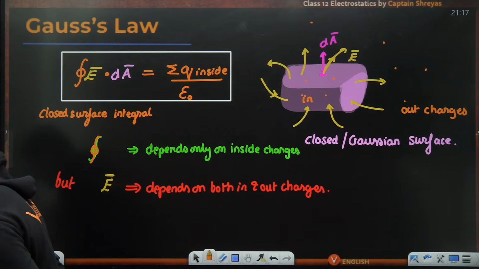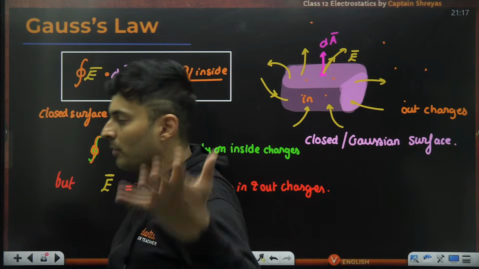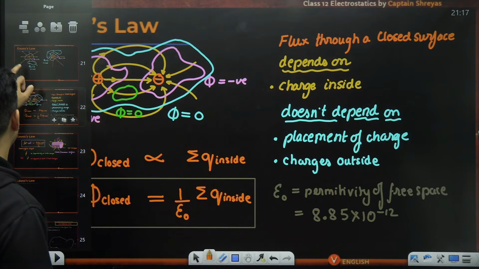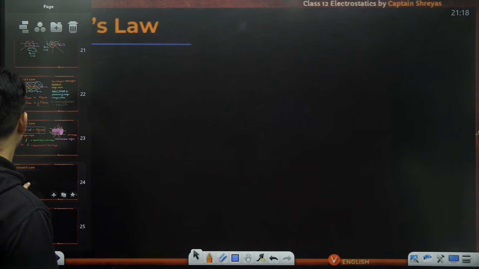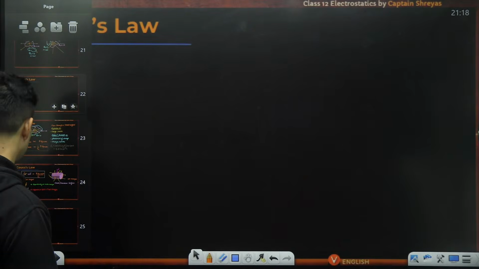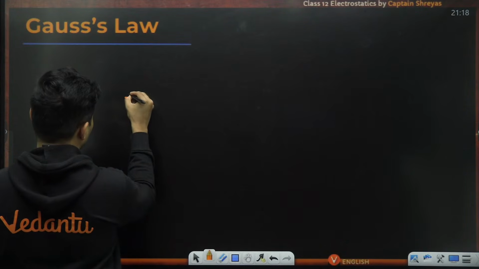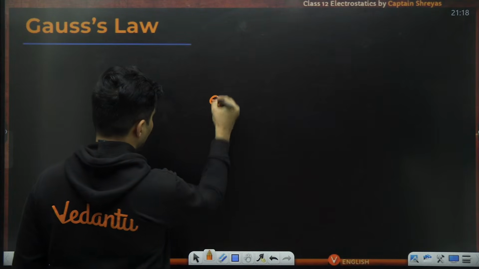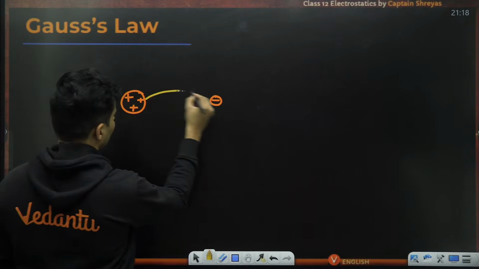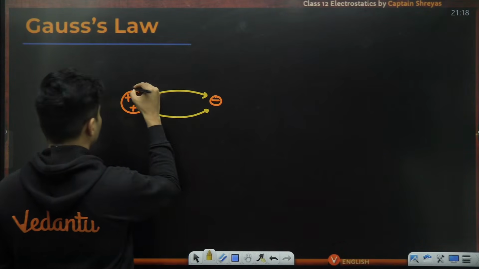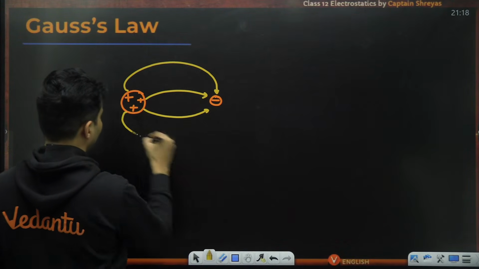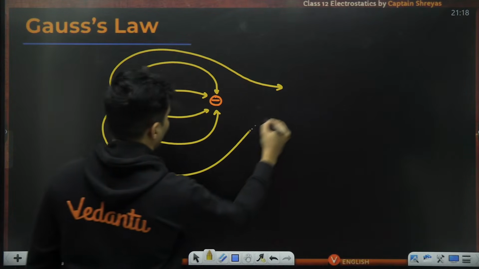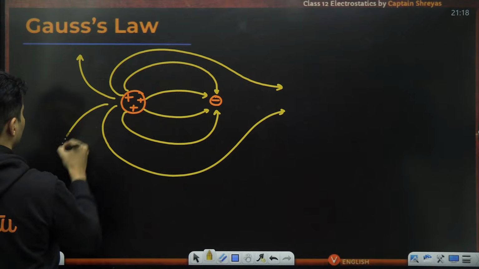If the positive charge is not equal to the negative charge, then there is more positive flux than negative flux. Like in the previous example, or let's say I make a new example over here, something like this. Maybe here you have more positive charge versus negative charge. Then what will happen? You will have very few lines going onto this, and a majority of the field lines will go like this.